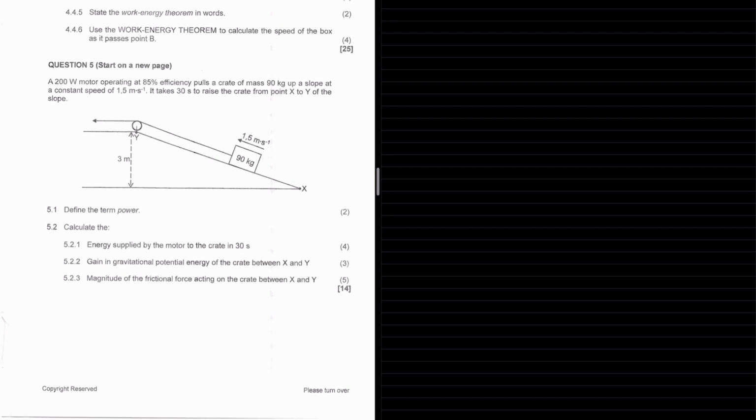Now 5.2.3, calculate the magnitude of the frictional force acting on the crate between X and Y. The first thing I'd like to do is work out what the actual distance is. What is the distance between X and Y? We can use v equals distance over time because it's constant velocity. So 1.5 is equal to distance divided by 30. So 45 is equal to distance. So this distance right here is 45 meters.